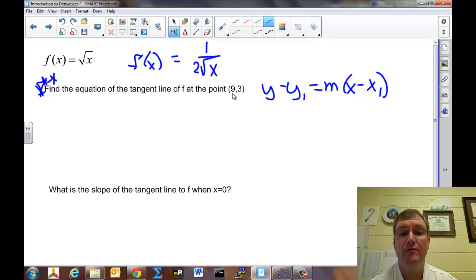Well, look at what we have here. We have x is 9. We have that y is 3. So that's our x and our y. We just need the slope. Well, what's the slope? Slope is derivative.